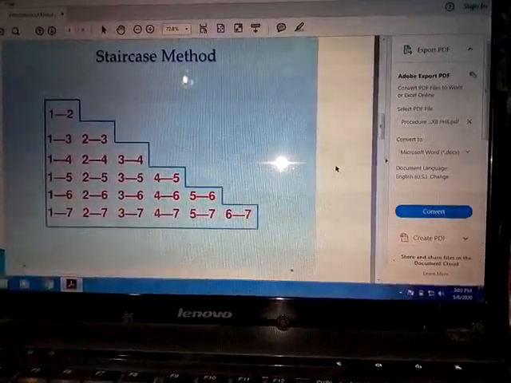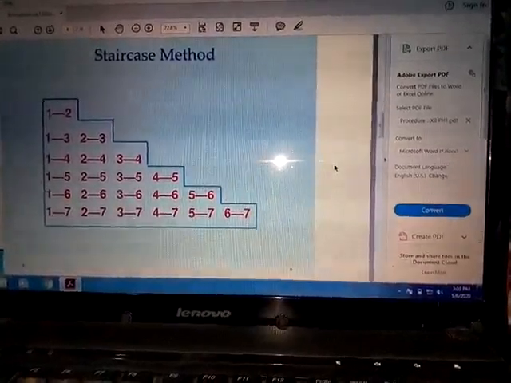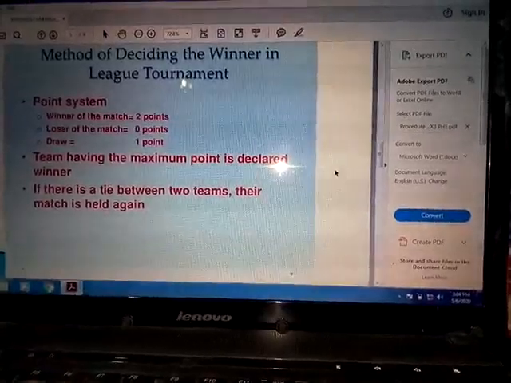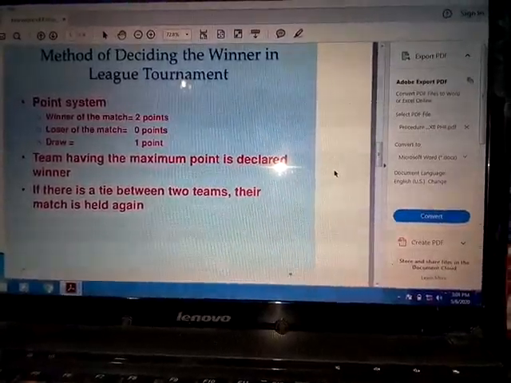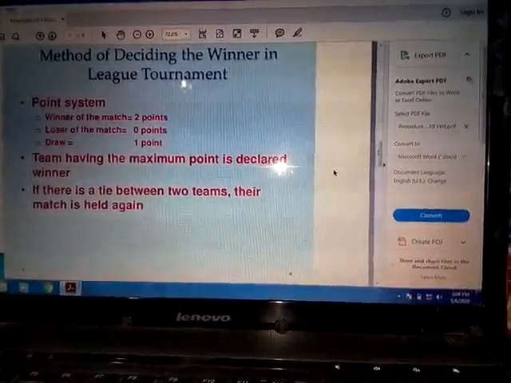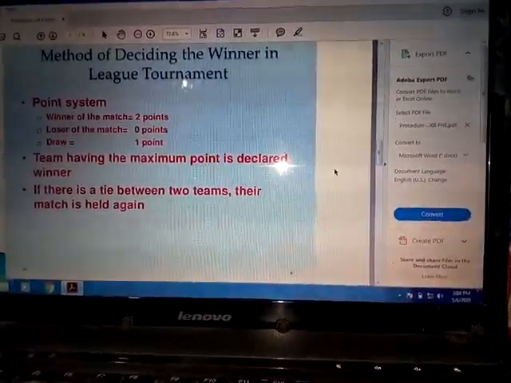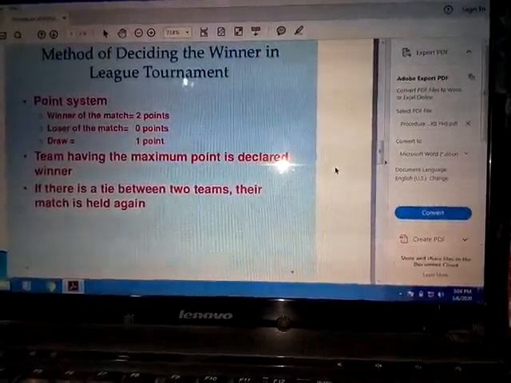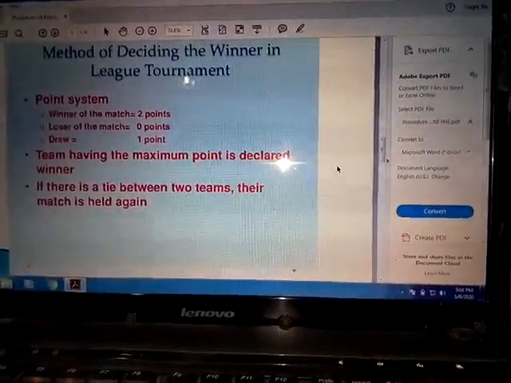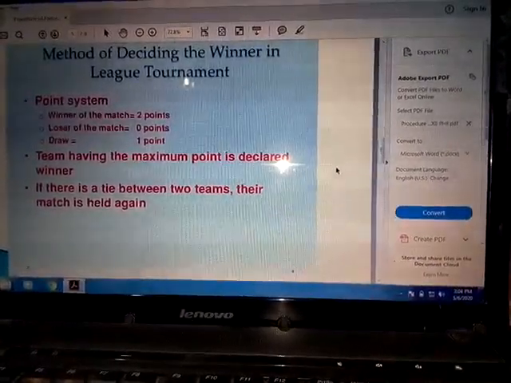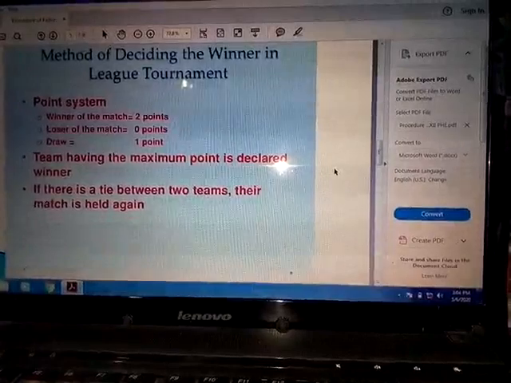Now we will move to the second topic. After the match, the most important thing is who is the winner and who is the loser. So we are going to discuss the method of deciding the winner in league tournaments. With the point system, we can decide the winner and the loser of the tournament. You can see the point system in the slide.